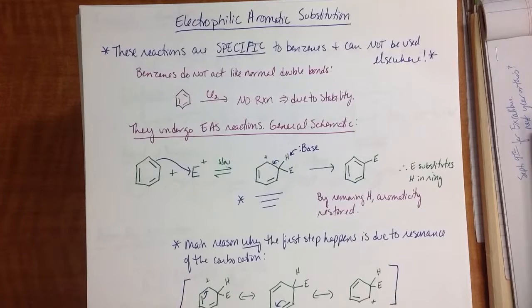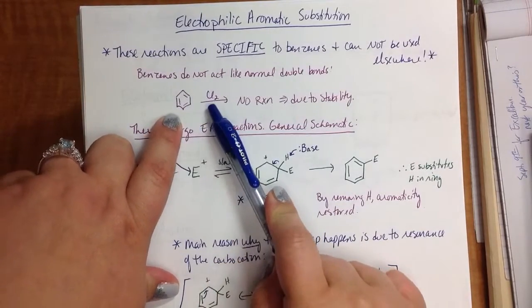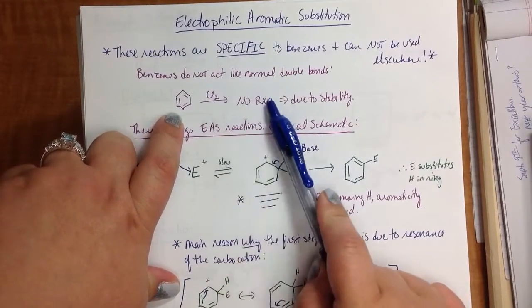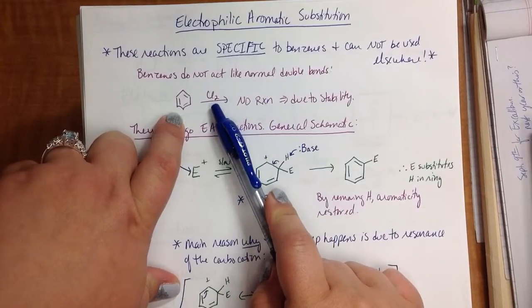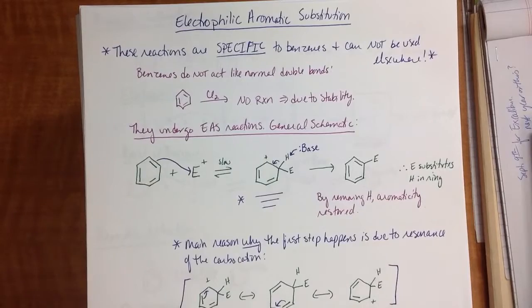Now, these reactions are specific to benzenes. You can't use them on double bonds otherwise, because if you think about this, this is a benzene. If you add Cl2 to it, it's not going to react. It does not react like other double bonds do. So these are specific to benzene.